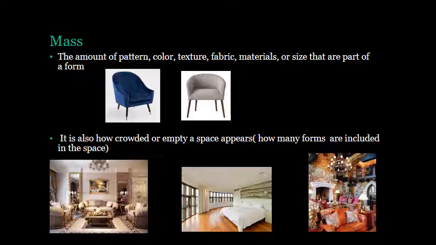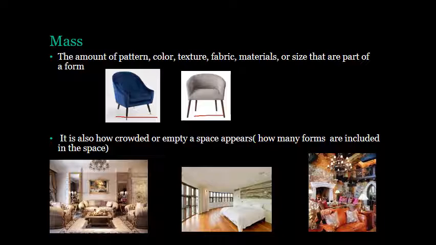So we have two chairs on this slide here, the blue chair and this white chair. They're probably both similar size. They're kind of similar shape. They're a very similar type of piece of furniture, but they're going to have a different mass because of the color that's used. The darker blue will change the mass versus this white colored chair.